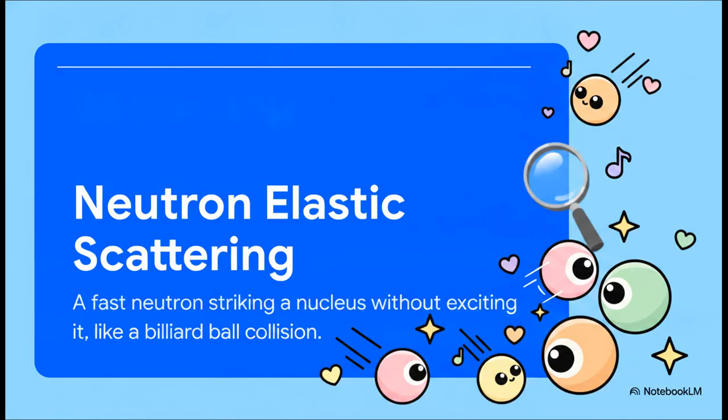The solution actually lies in a physical concept known as neutron elastic scattering. Now, I know elastic scattering sounds super intimidating, but trust me, you've probably seen it 100 times. Just picture a game of pool. When a fast-moving cue ball smashes directly into a stationary target ball and they bounce off each other without breaking apart or generating a bunch of heat, that's an elastic collision. In the subatomic world, when our fast neutron strikes an atomic nucleus without exciting that nucleus, so just pure kinetic bouncing, it behaves exactly like those two billiard balls colliding on a table.